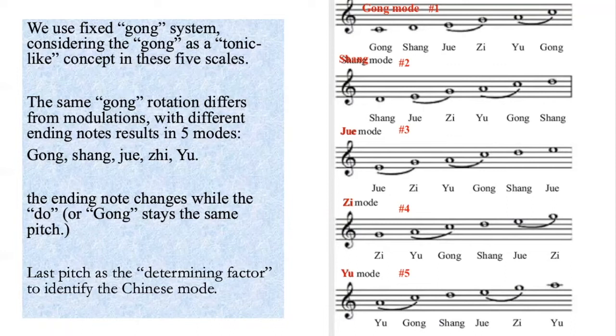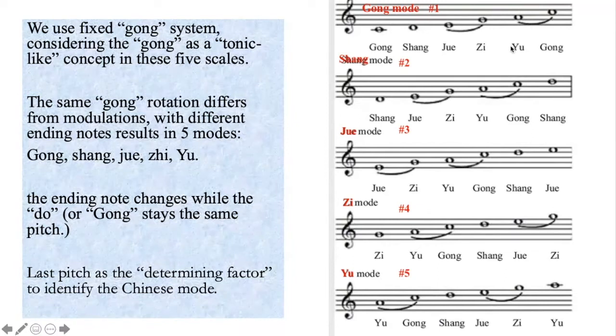The same gong rotation differs from Western music modulations because there are different ending notes, but all of those modes use the same gong, which is C natural. The ending note changes while the do actually stays the same. That's why we call this rotation instead of modulation. The last pitch is the determining factor to identify the Chinese mode.